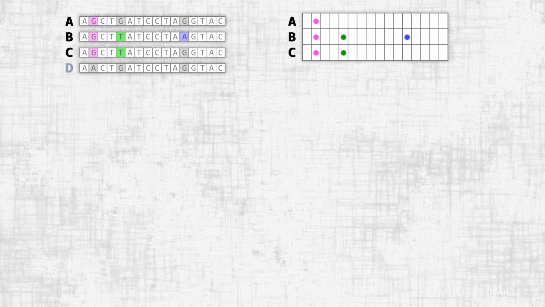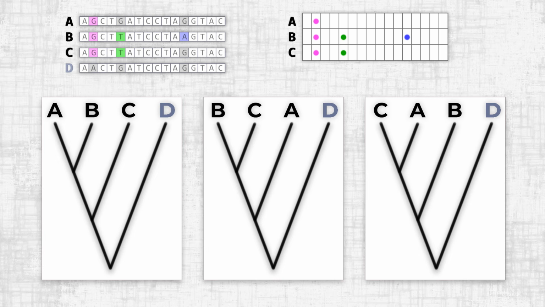We will mark with color the sites in the genome where we see differences from the outgroup. We will call these characters. We now have a type of matrix. We can build 3 possible tree topologies. For each of the 3 possible trees, we will try to reconstruct the entire history of nucleotide changes.